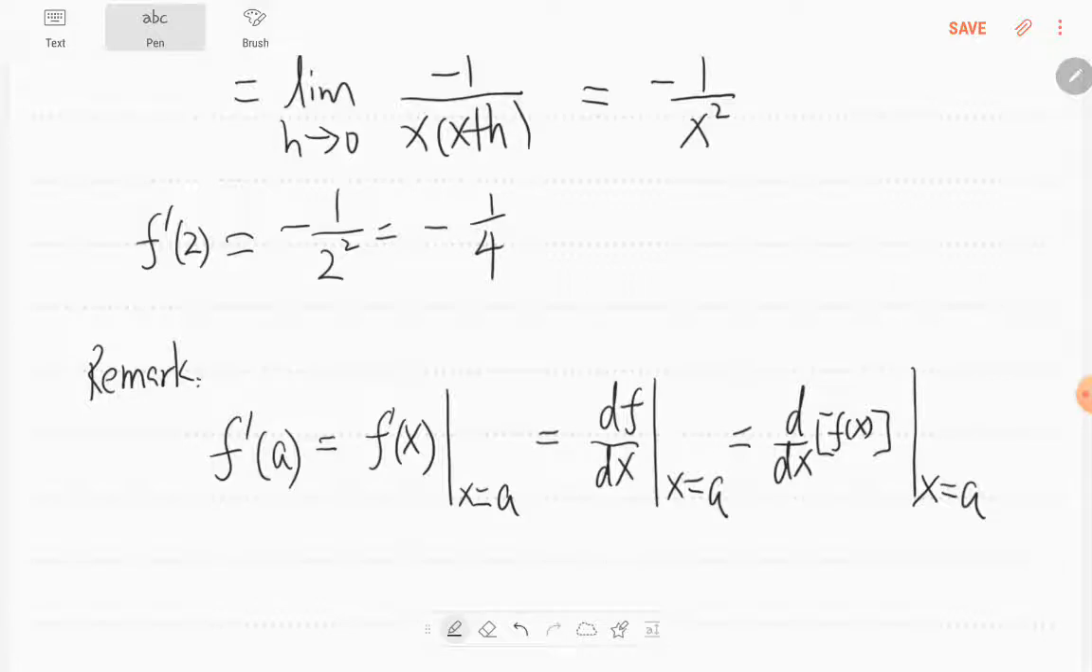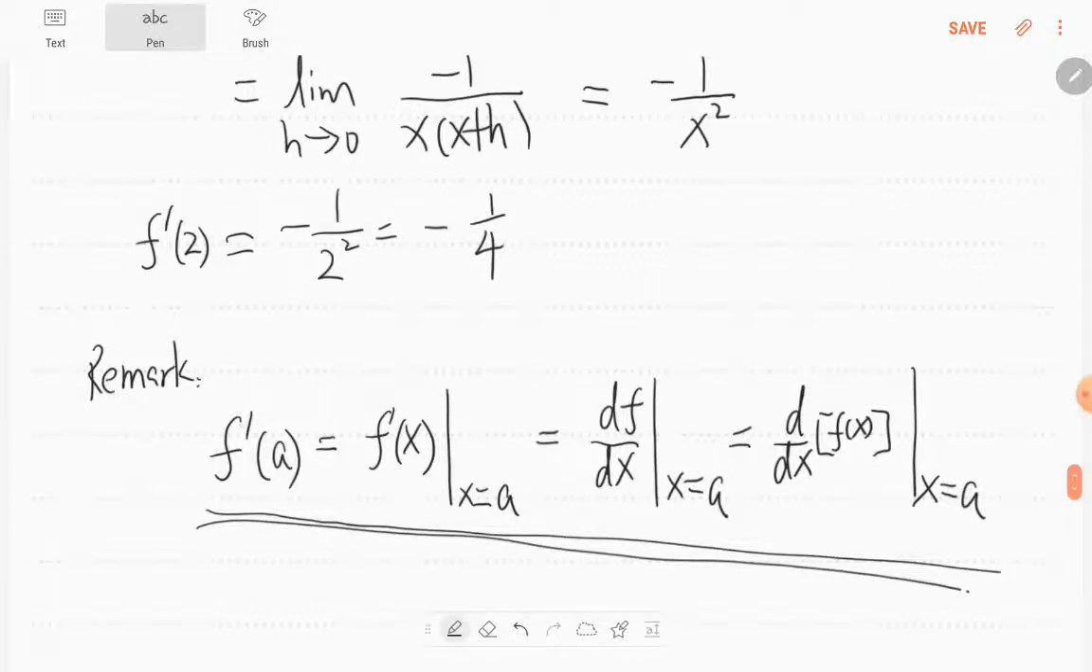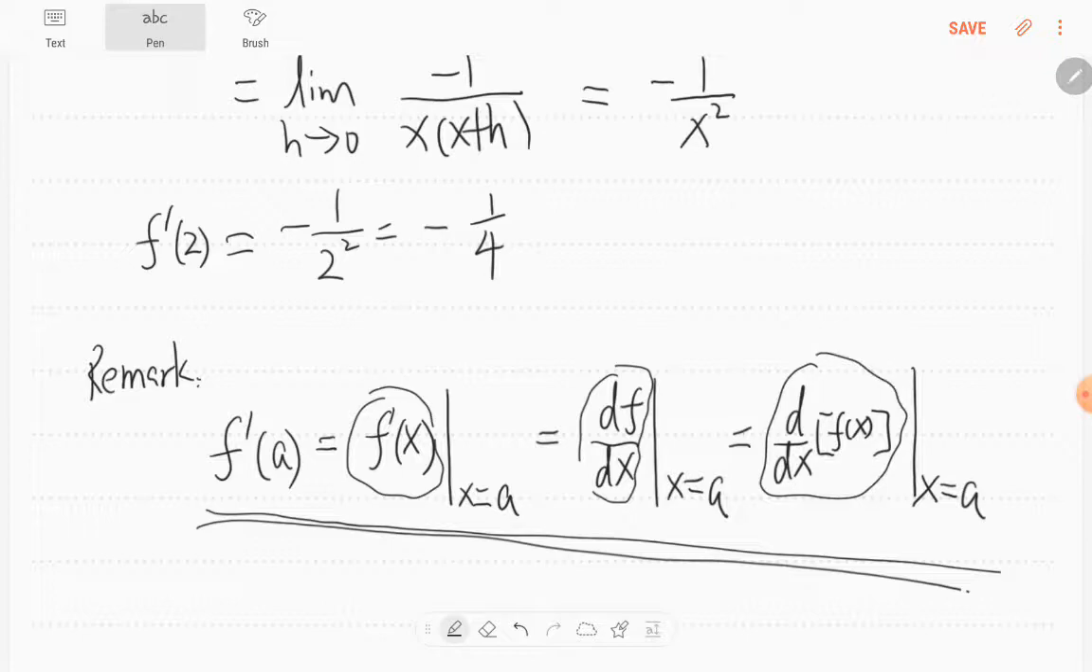From these notations, we notice that when we evaluate f prime of a, the first thing you need to do is find the derivative at any point, right? Then the second step is you plug in x equals a to get your result. You cannot plug in x equals a first, then take the derivative.